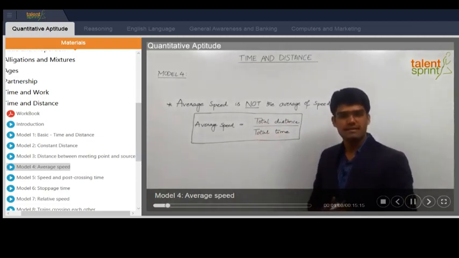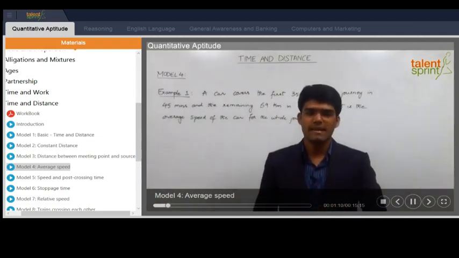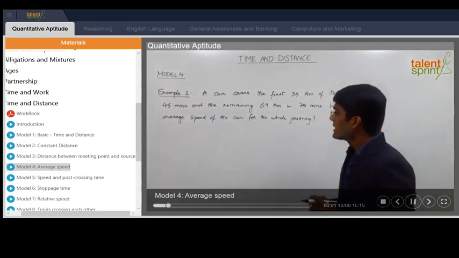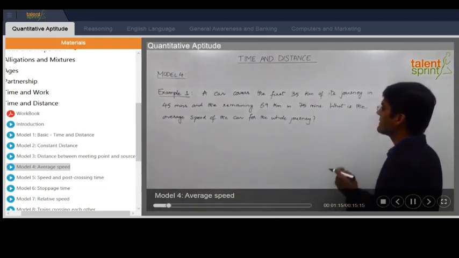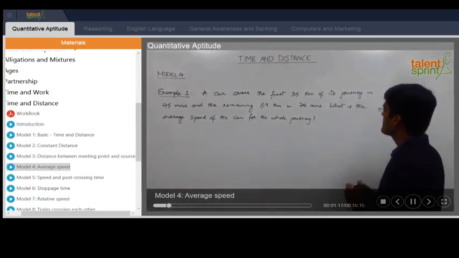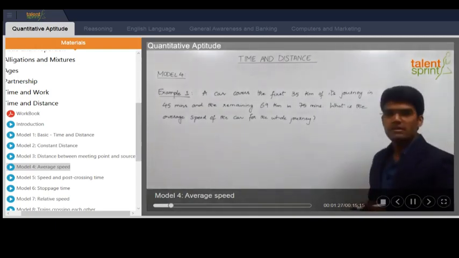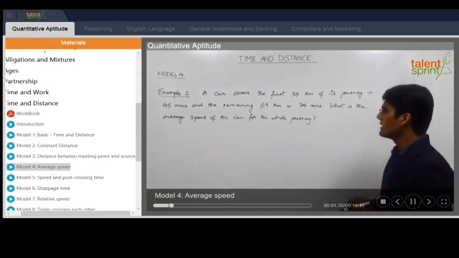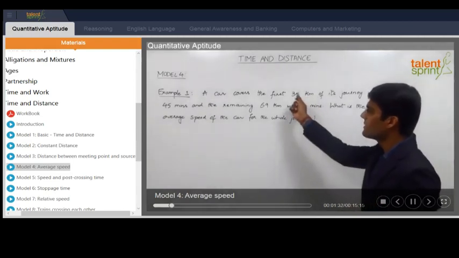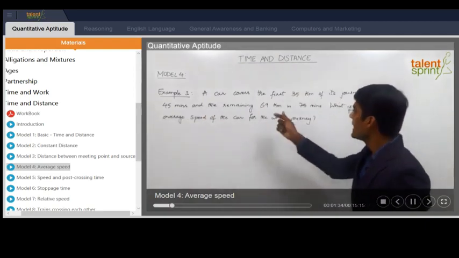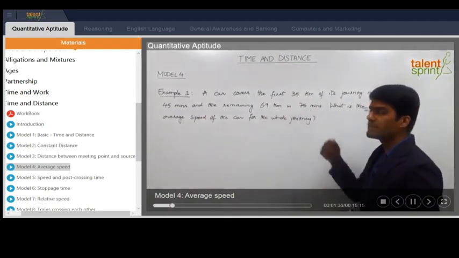to travel the distance. Let us now take an example based on average speed. The question here is: a car covers the first 35 kilometers of its journey in 45 minutes and the remaining 69 kilometers in 75 minutes. What is the average speed of the car for the whole journey? So here we need to find out the average speed of the car for the total journey where it has traveled first 35 kilometers in 45 minutes and then next 69 kilometers in 75 minutes.